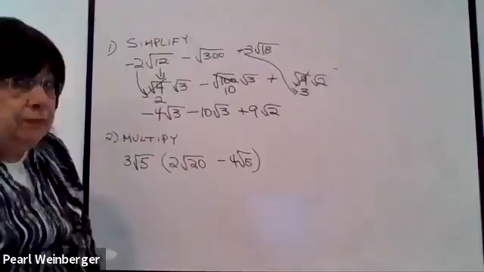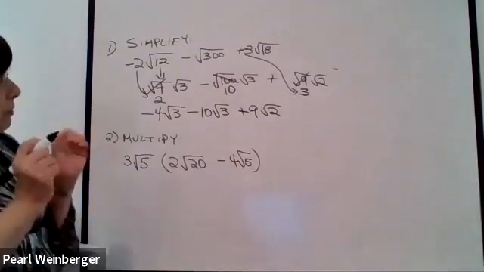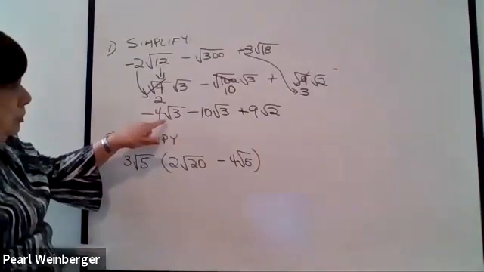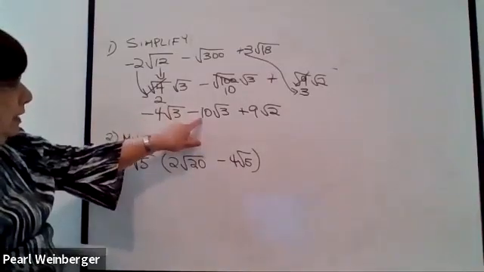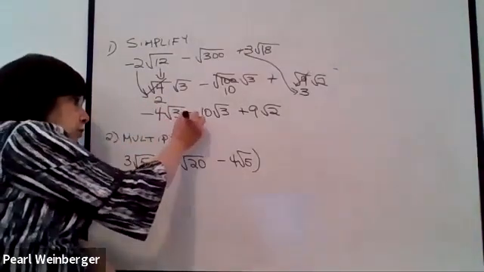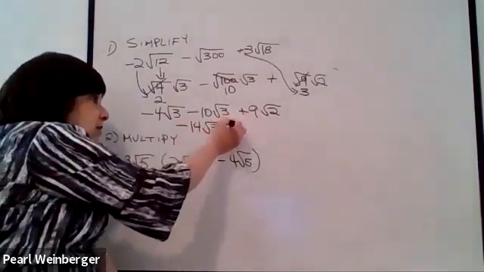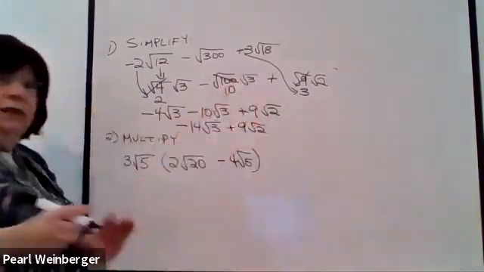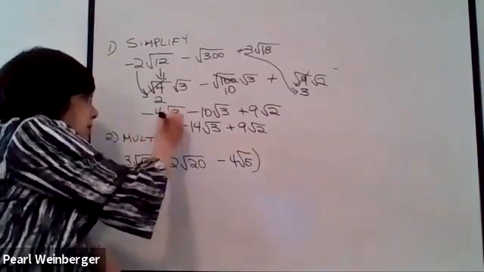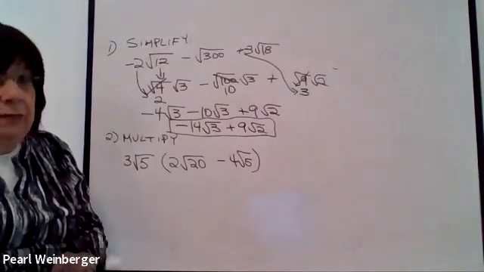So now I start looking at the problem again. Now that everything is simplified, I look: are there any like terms? Are there any like radicals? And the first two are. So when I'm combining them, I just work with the numbers in front. -4 and -10 together gives me -14, so that's -14 radical 3. But I can't add the 9 radical 2, because it's like this is the x's and this is a y. They're not like terms. So this is my final answer after everything is simplified. Did that make it clear?